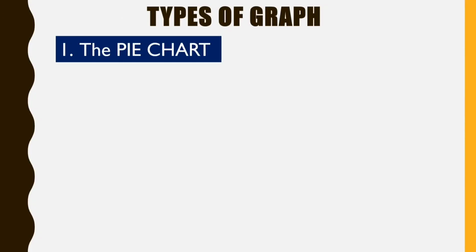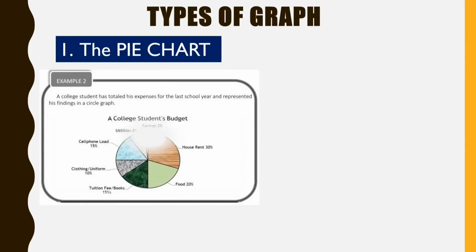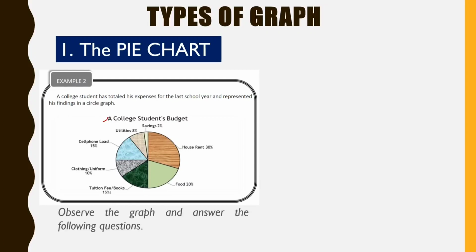Let's look at another example of a pie chart. The title of this pie chart is A College Student's Budget. A college student has totaled his expenses for the last school year and represented his findings in a circle graph. Here is the result. Now, I want you to observe the graph as we answer the questions that follow.